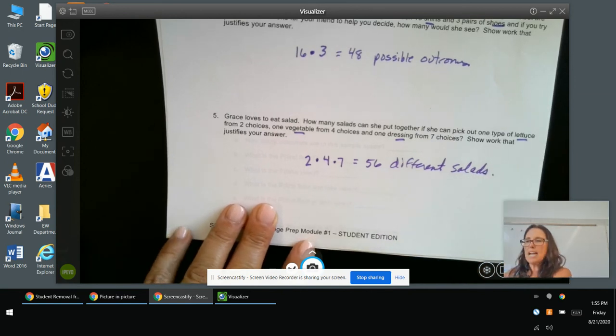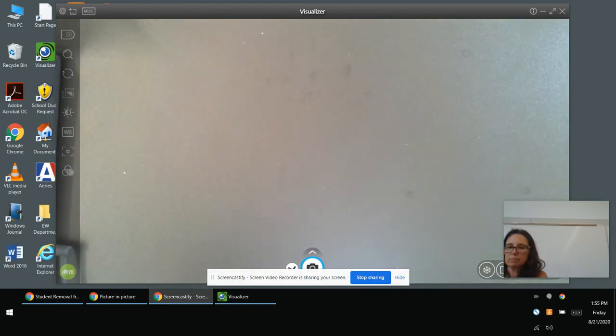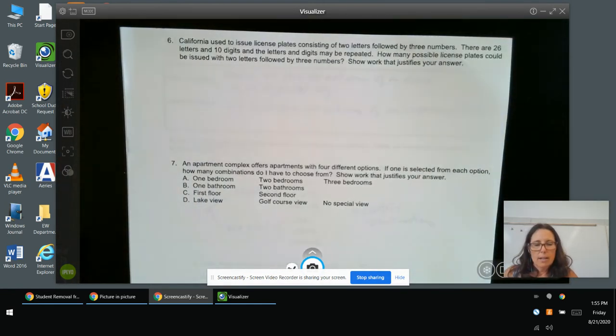All righty? All right. Last page. California used to issue license plates consisting of 2 letters followed by 3 numbers. There are 26 letters and 10 digits, and the letters and digits may be repeated. How many possible license plates could be issued with 2 letters followed by 3 numbers? Show your work that justifies your answer.